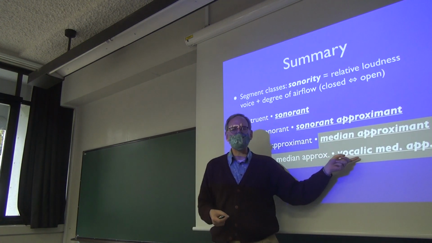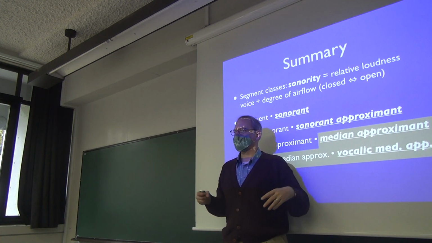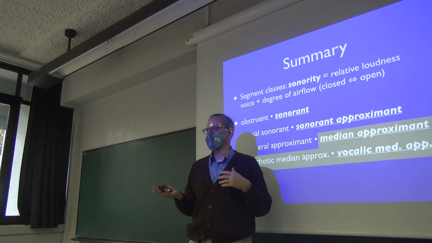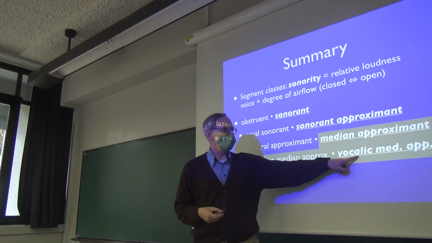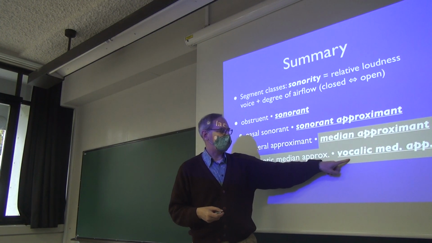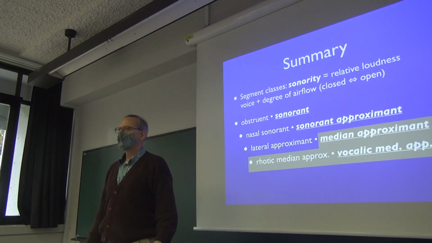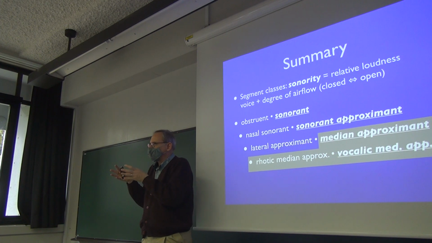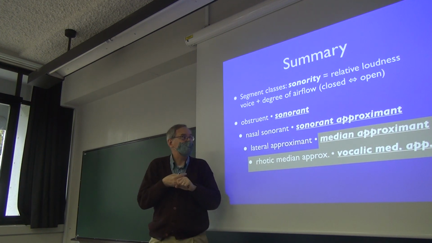And then vocalic median approximant. Vocalic means vowel-like. So it includes glides and vowels. Right? The high vowels and the glides belong to this group of vocalic median approximants. So all of this is to group together segments that share some property of pronunciation.